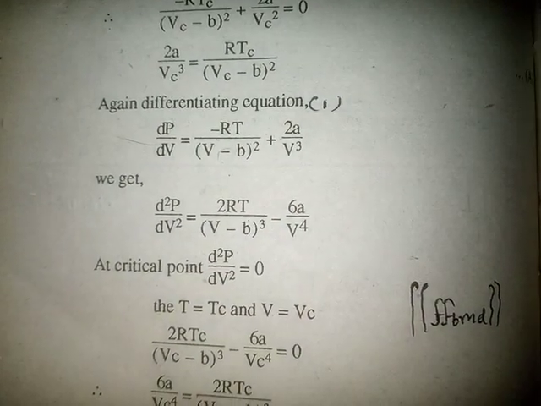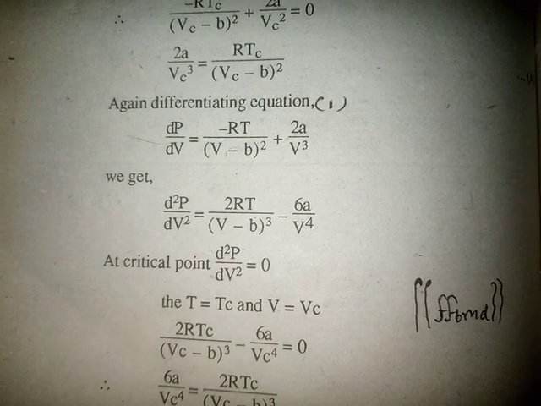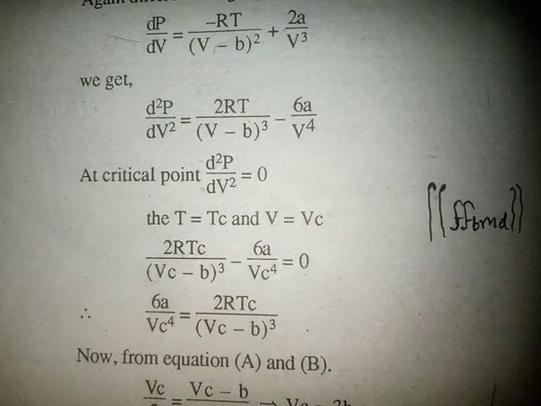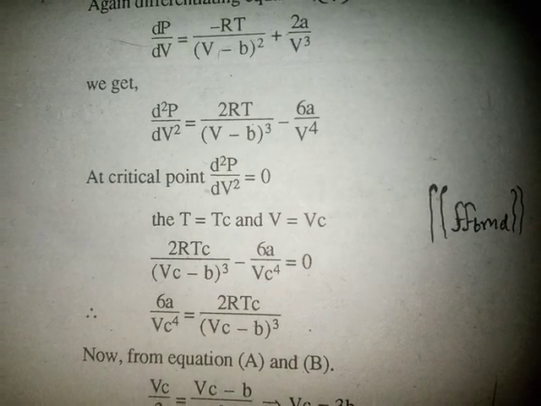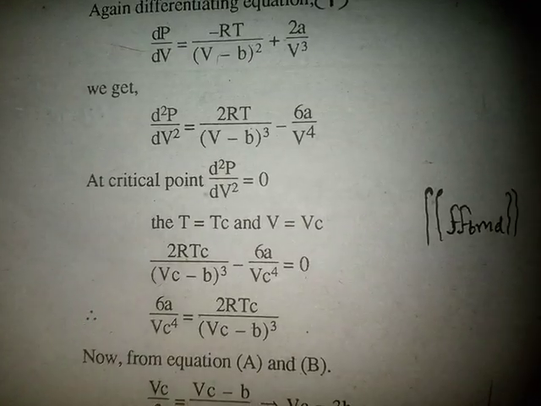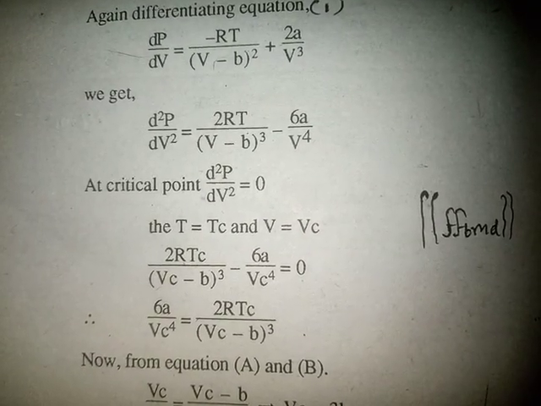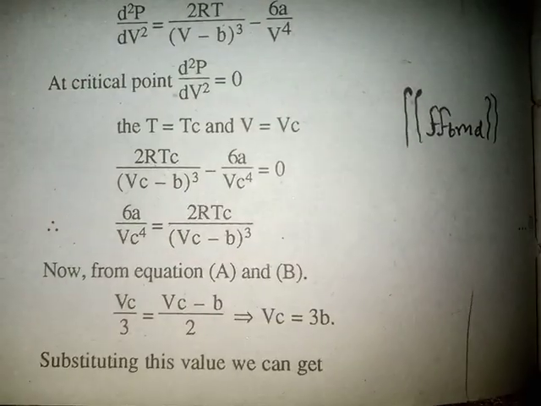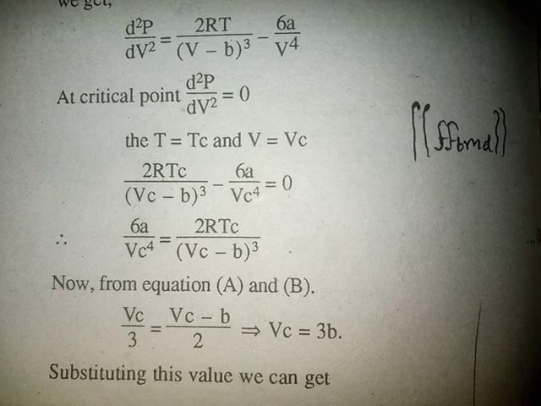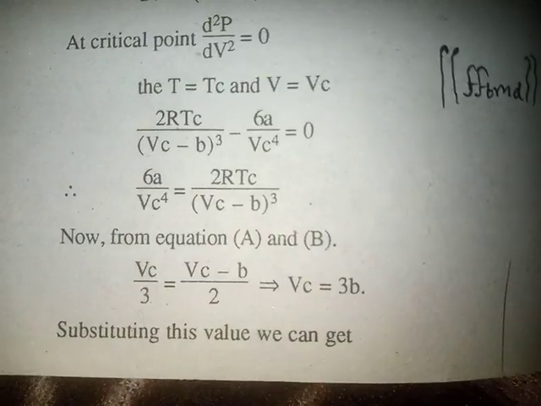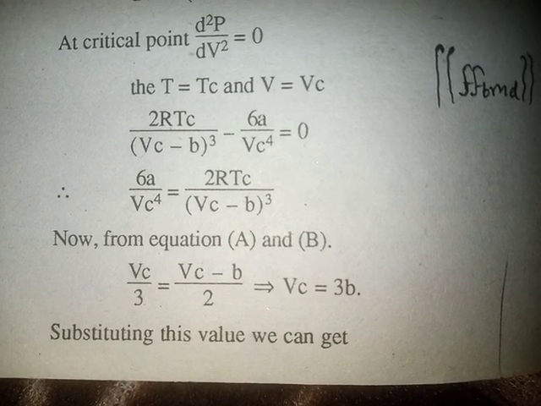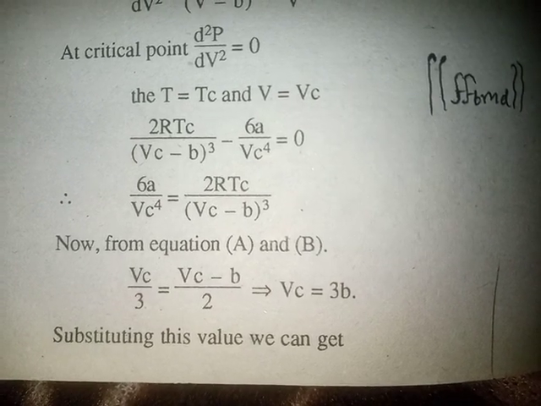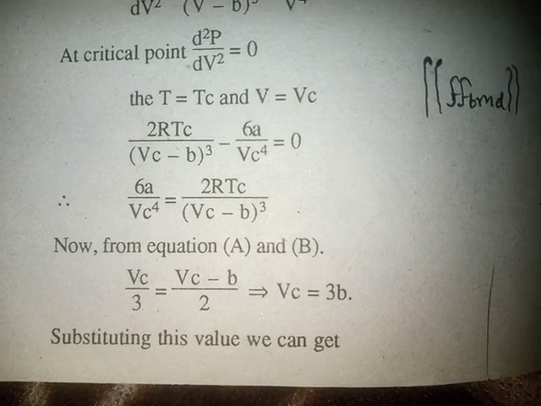Again, differentiating equation 1, dP by dV equals minus RT by (V minus b) whole squared plus 2a by V cubed. We get d2P by dV squared equals 2RT by (V minus b) whole cubed minus 6a by V to the power 4. At critical point, d2P by dV squared equals 0, and T equals Tc and V equals Vc. This implies 2RTc by (Vc minus b) to the power 3 minus 6a by Vc to the power 4 equals 0.